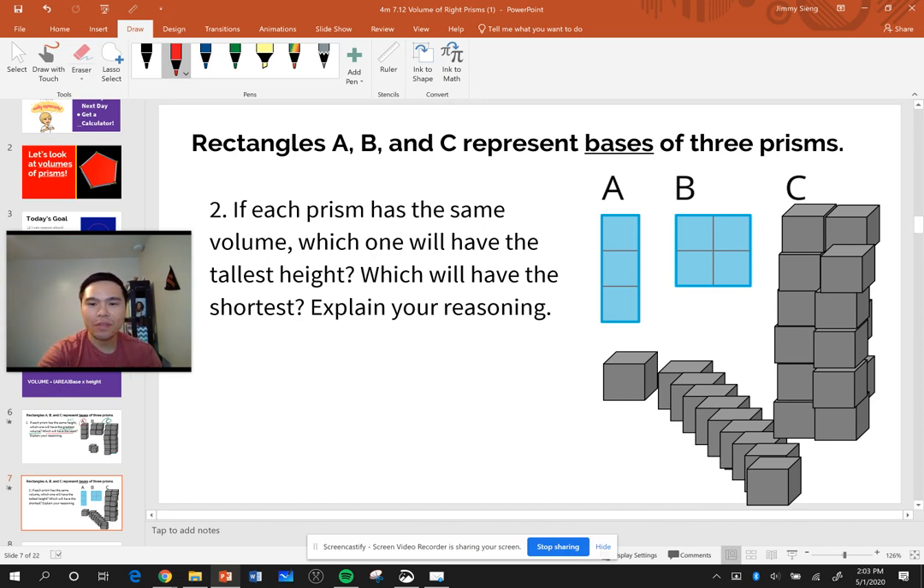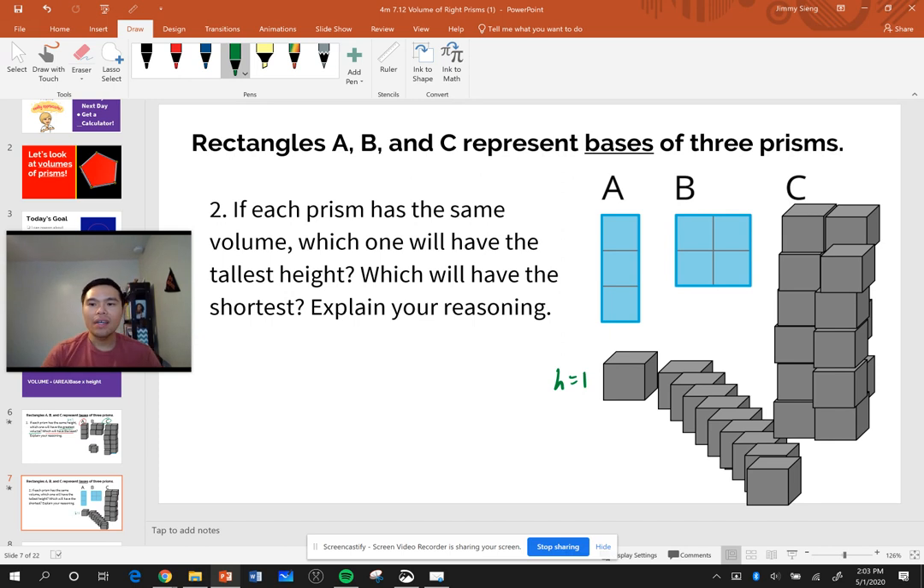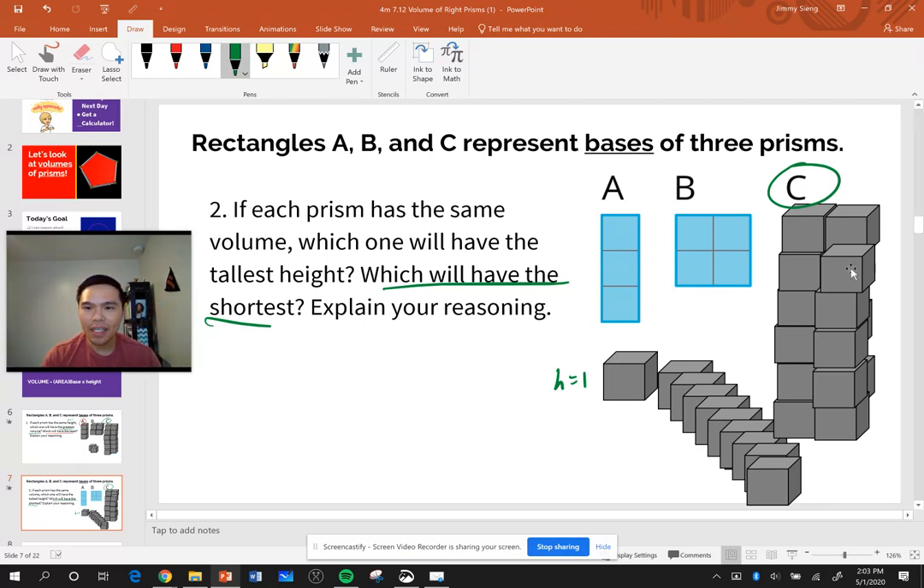Assuming that these are just one, the height of this is just 1. So the height is just 1, h equals 1. I can see that C probably has the smallest height, right? The shortest height is definitely going to be C, because if you look at it on the side, you'll see that it's only stacked up 1. Now, if we take all those blocks and put them into A and B, I'm going to take all these blocks and add them on to that.